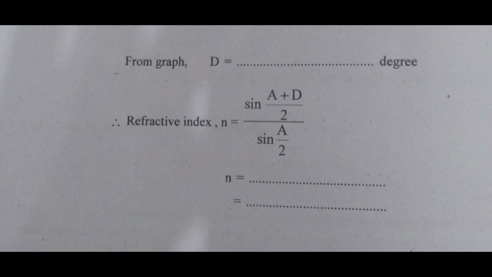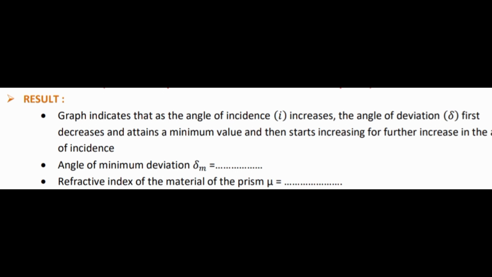So depending on the value of D, the refractive index value varies. So we have to get the D value as 38, 39 or 40. Then we will get the correct value of refractive index. Okay. So after that we can substitute the values in this equation, sin((A plus D) by 2) by sin(A by 2). Then we will get the value of refractive index. Now we have to write the result, and for that we have to mention the angle of minimum deviation and also the refractive index of the material of the medium.